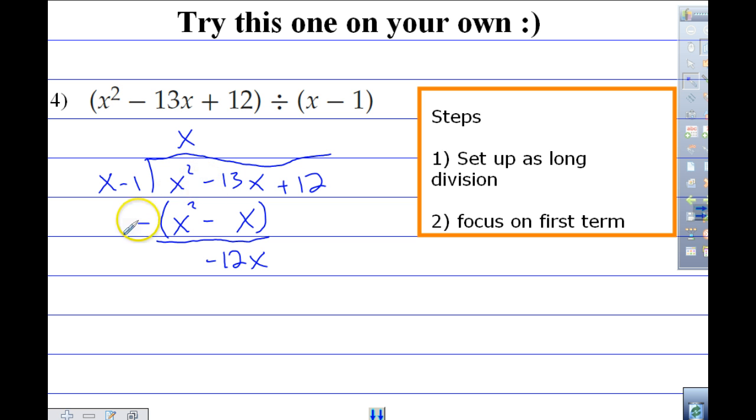Negative 13 minus negative 1. You need to put the 1 in there. And then we'll bring it down. And repeat. So, good to know that if you get stuck, this is where you always look. After you multiply, check that row to see if the subtraction is correct.